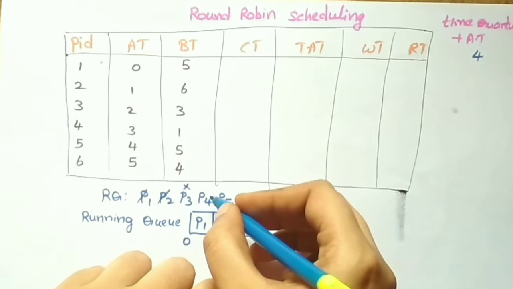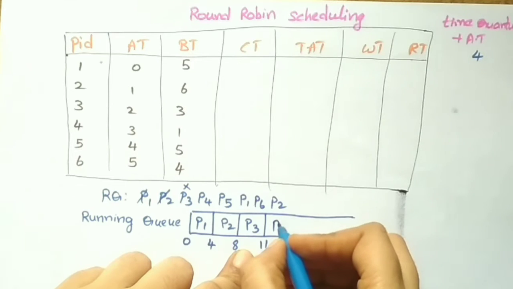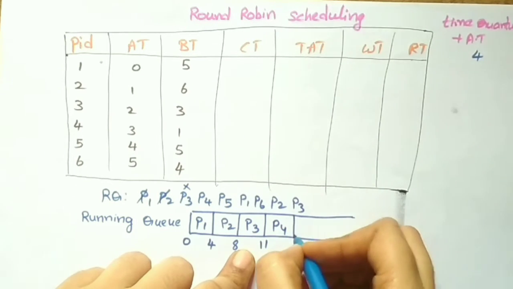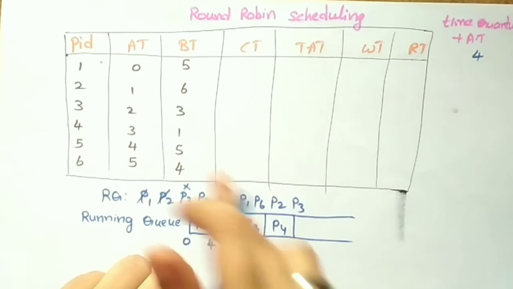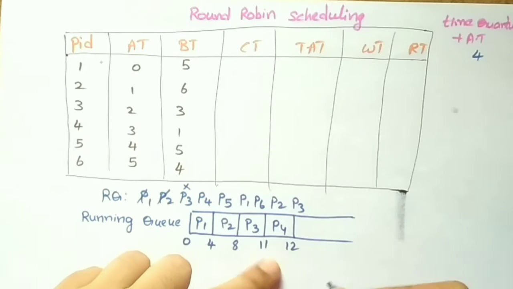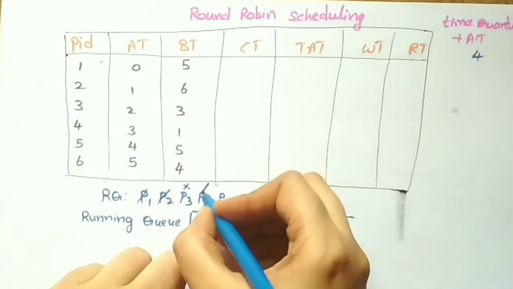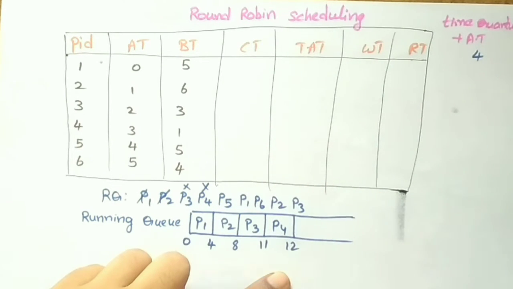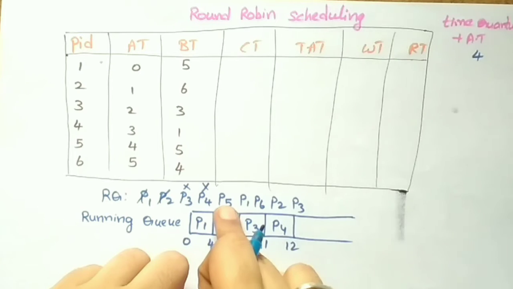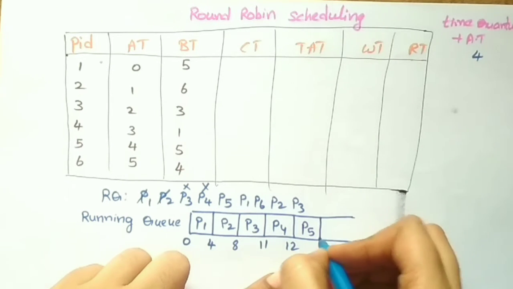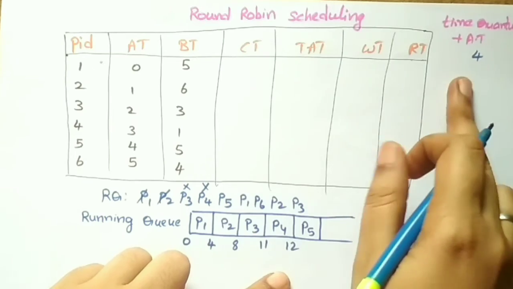So next P4. We're going to load the P4 process. So P3 is swapped out here. And P4 will execute for 1 unit of time. So 12. And since it has finished the execution, it is not again taken for execution. The next one is P5. So we are going to take the P5 and it will be executed for 4 units of time.